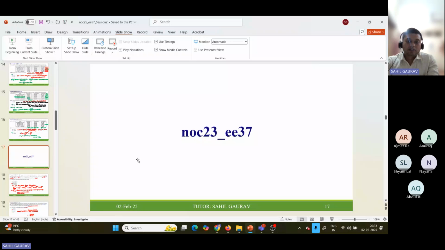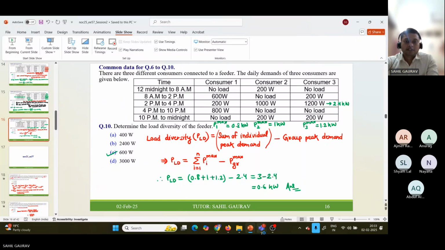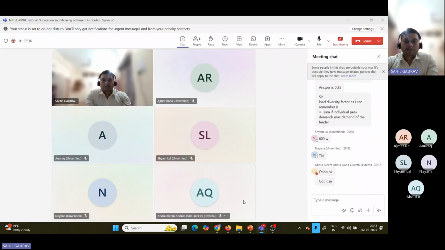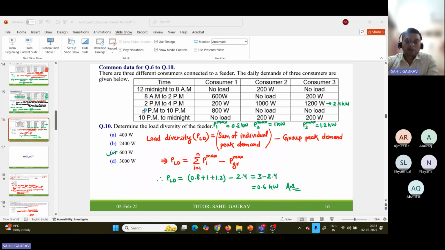So we have solved the previous year assignment, and you also got the idea from the options. If the options are given like this, then it is definitely subtraction only. And if the values are very small, like diversity factor, which is greater than 1 but a very small value like 1.25, 1.235, 2 or 2.5, from there you can also get the idea. So we have solved the previous assignment.